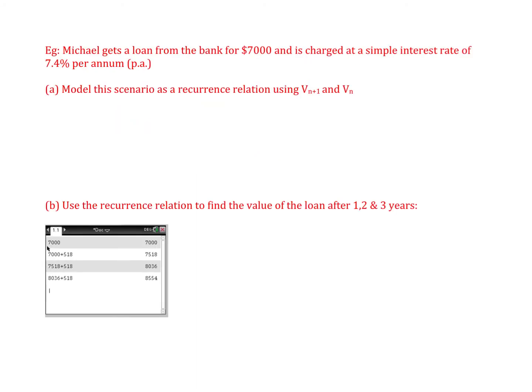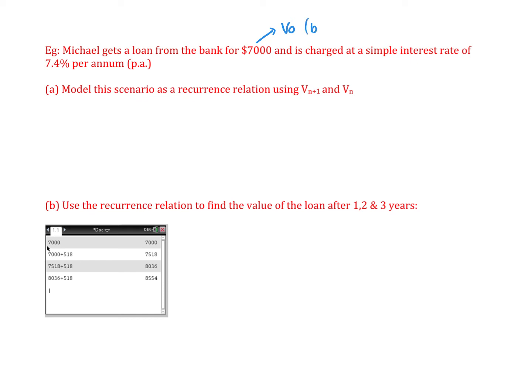Okay, so here's an example and let's work through it. Michael gets a loan from the bank for $7,000. We can still get a loan, and it's still going to grow because the bank makes us pay for borrowing the money. So we're thinking about how much we actually owe or pay back at the end of it. When they say the start bit, that's going to be your V0. That's your beginning amount.